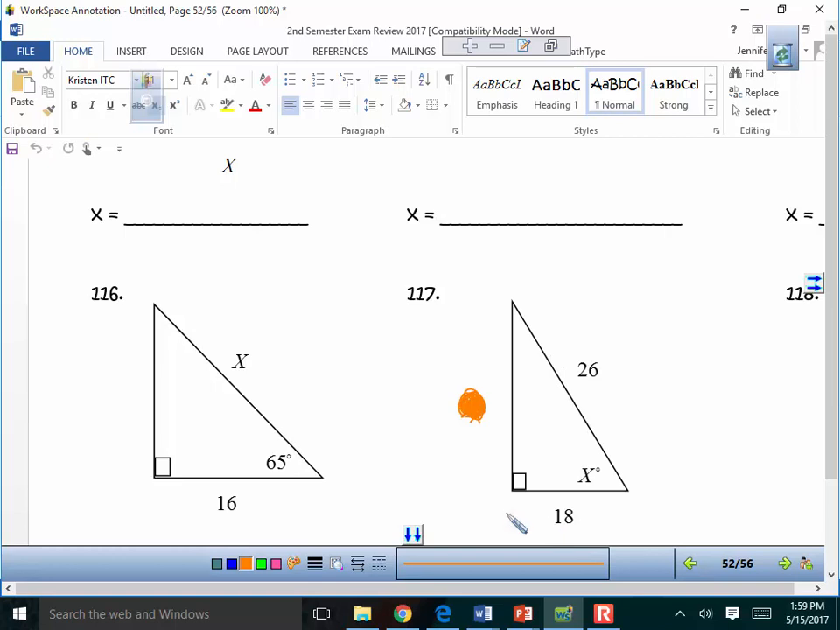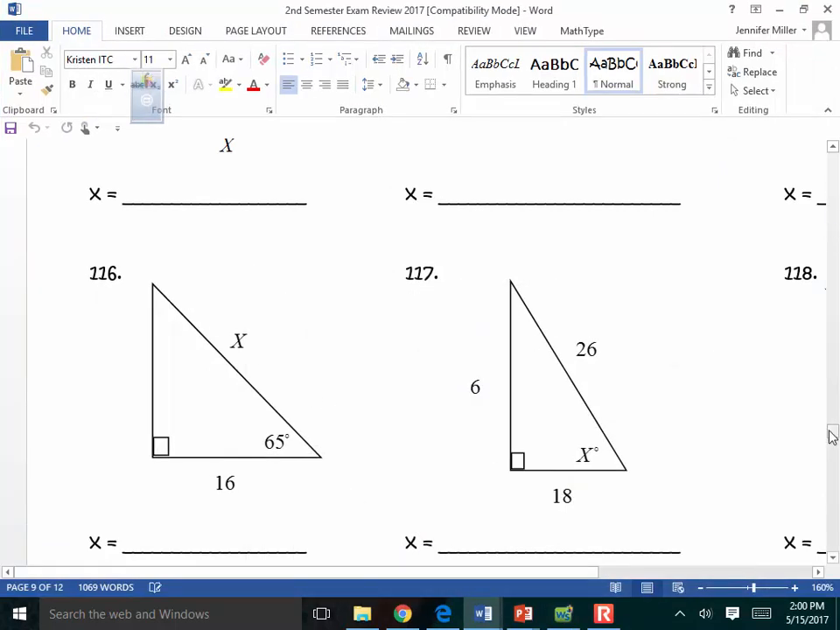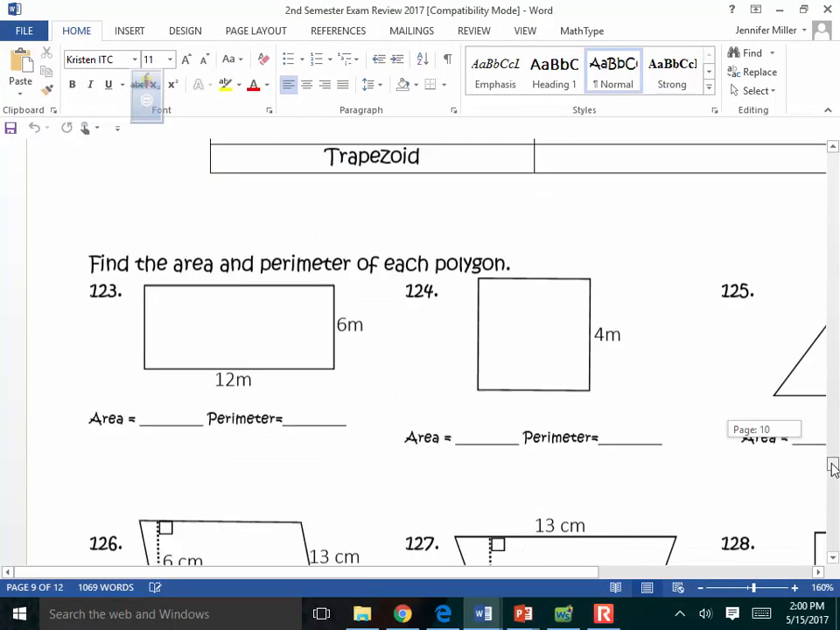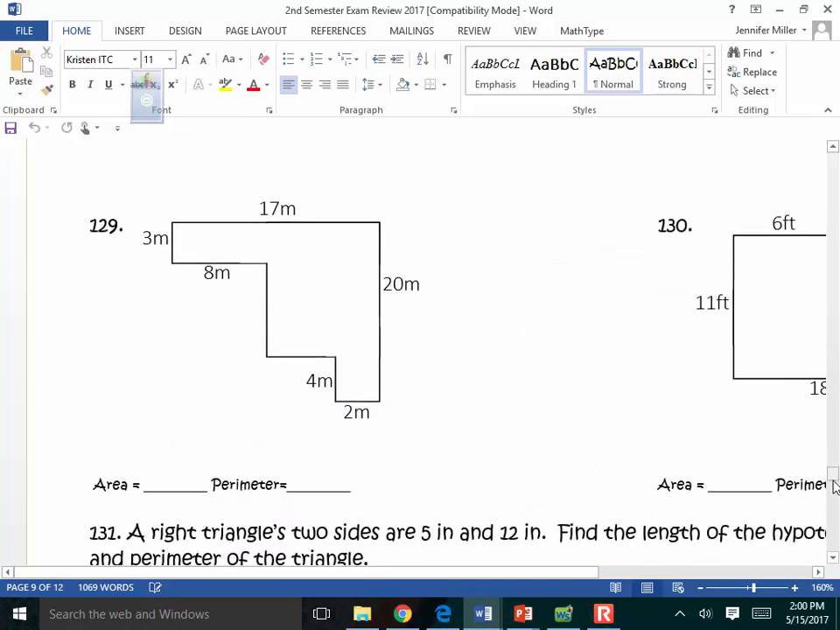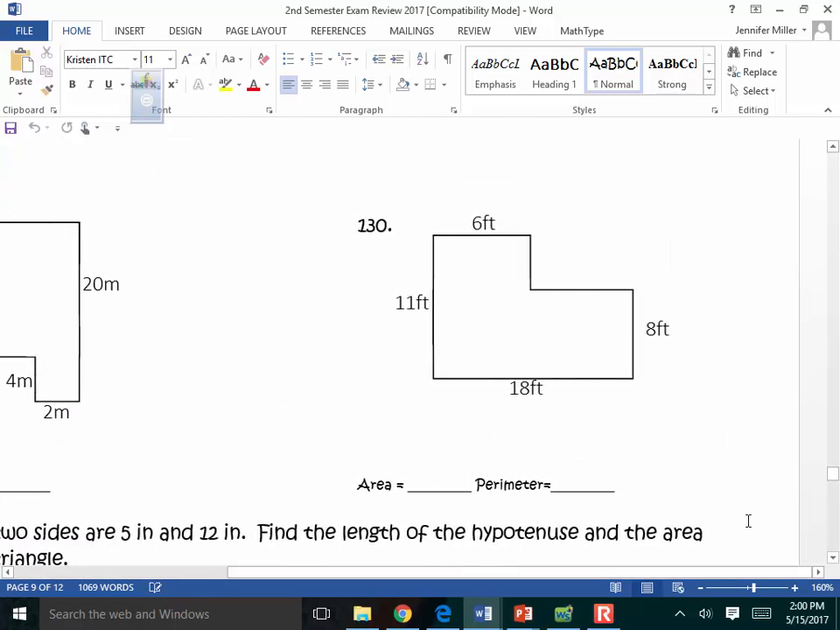Do y'all remember how to do trig? Because you might have a question on your quiz tomorrow with trig on it. Yep, we can do 130. Let me go look at 130. All right, this is where we break this up, guys, okay?